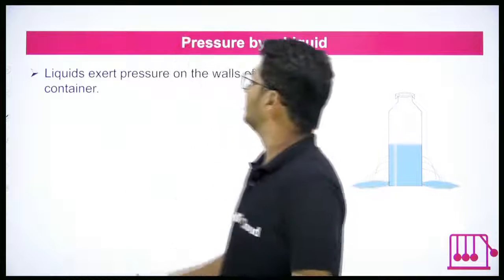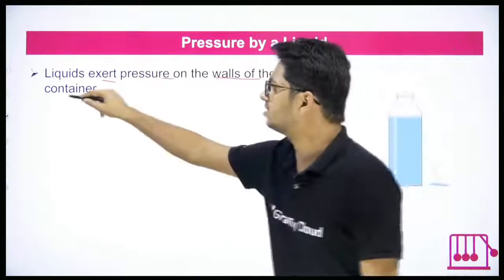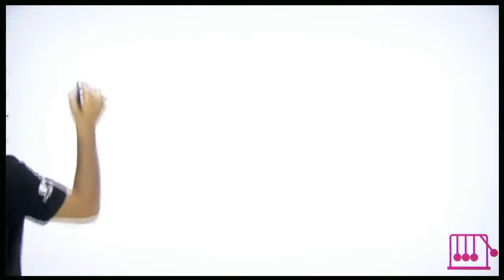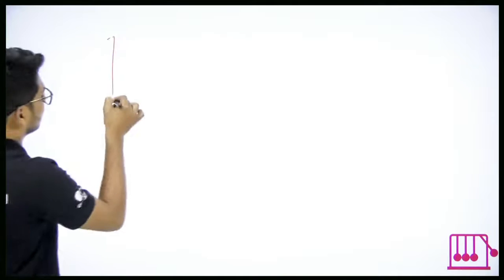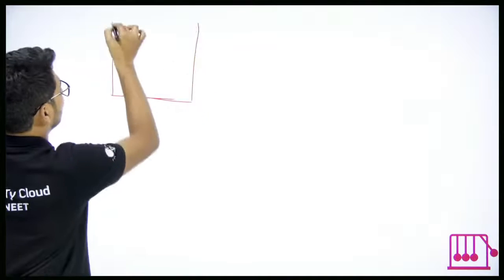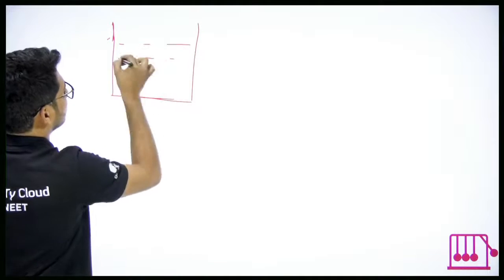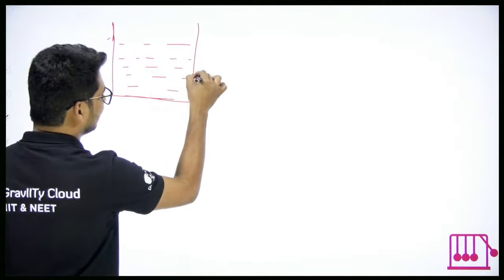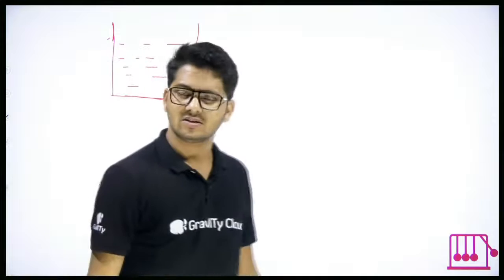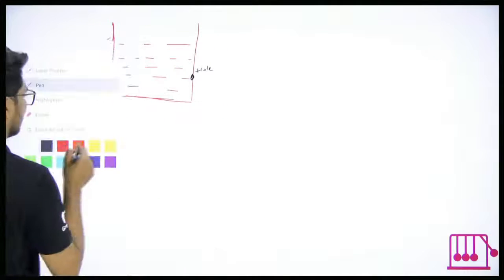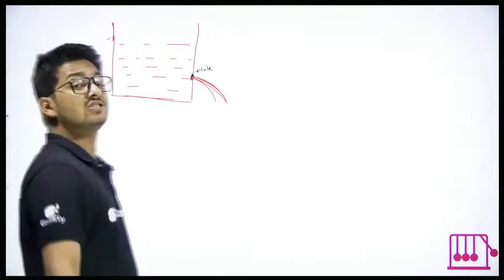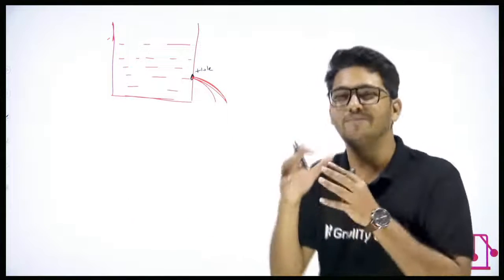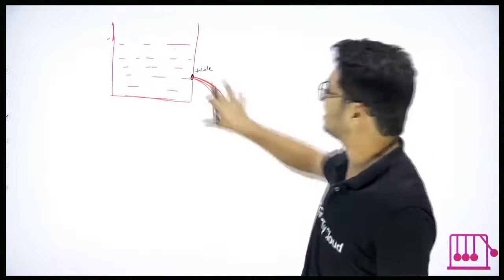The first one is liquids exert pressure on the walls of the container. So if this is the container, and in the container there is, let's say, water. Now if I make a hole anywhere, let's say here, what happens? Obviously water will come out, sir. Water will fall down. The question is why does the water come out? Because water is pushed out. That is, there is a pressure there. So because of the water pressure, it comes out.